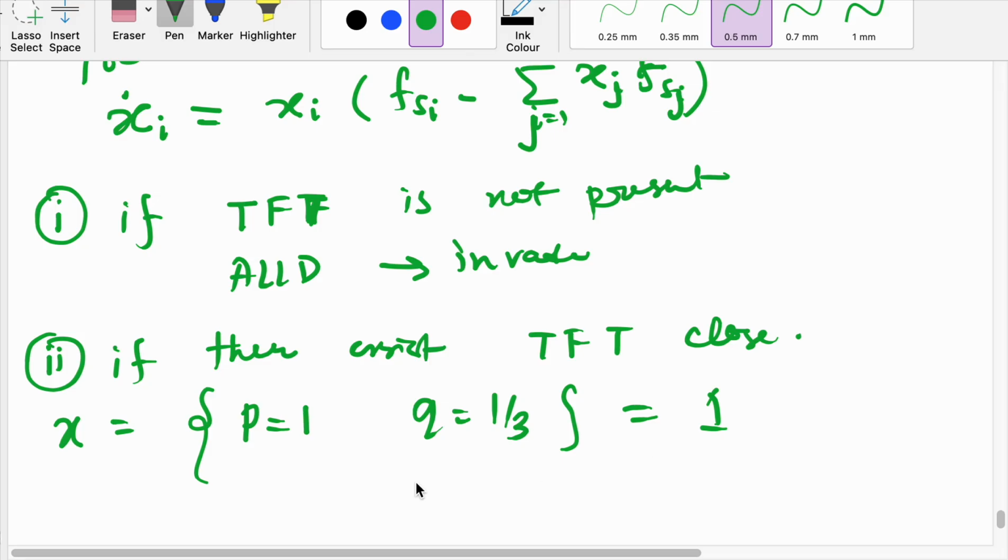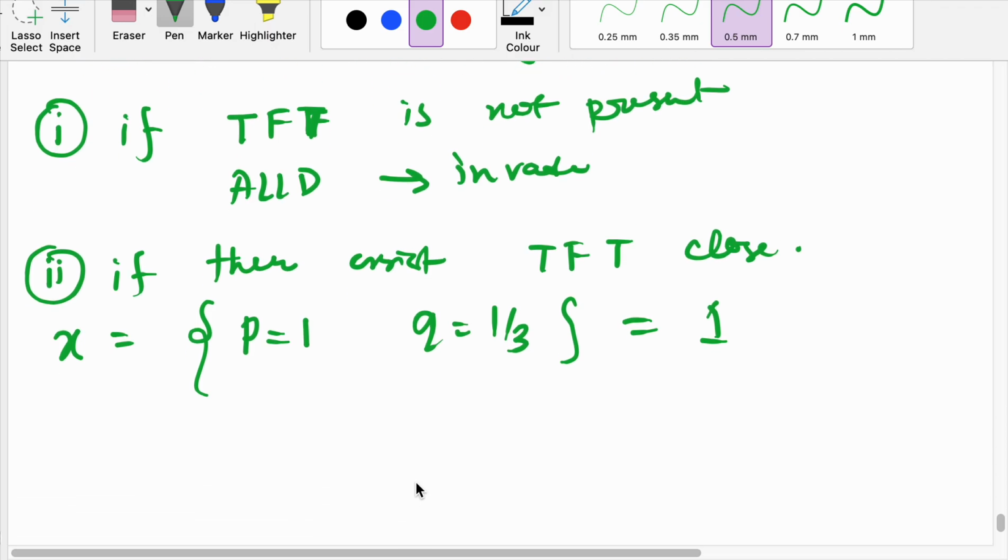So in the long run, if a TFT-like strategy is present, you will find a strategy called generous TFT, or GTFT. Why is it called generous TFT? Here you see, with probability 1 I will cooperate if you cooperate, but with probability 1/3 I will cooperate if you defected in the previous round. That means if you defect three times, out of your three defections I will cooperate only once.